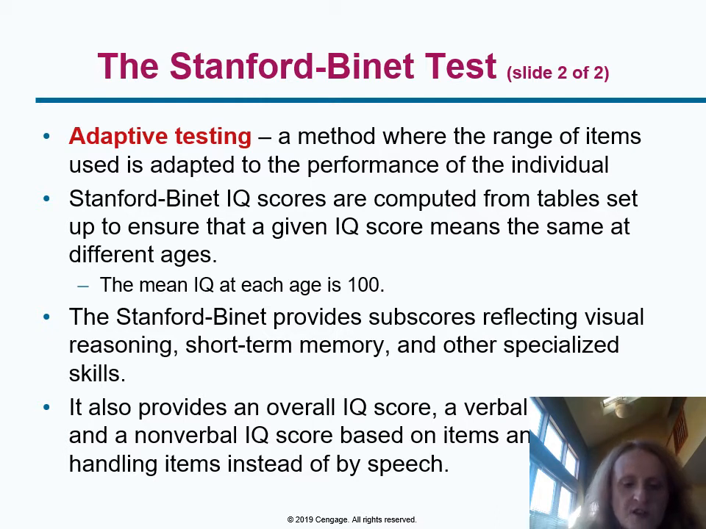Stanford-Binet IQ scores are computed from tables set up to ensure that a given IQ score means the same for different ages. The mean IQ at each age is 100. A 6-year-old with an IQ score of, say, 116 has performed better on the test than 84% of other 6-year-olds. The Stanford-Binet provides subscores reflecting visual reasoning, short-term memory, and other specialized skills. It also provides an overall IQ score, a verbal IQ score, and a nonverbal IQ score based on items answered by handling items instead of by speech.